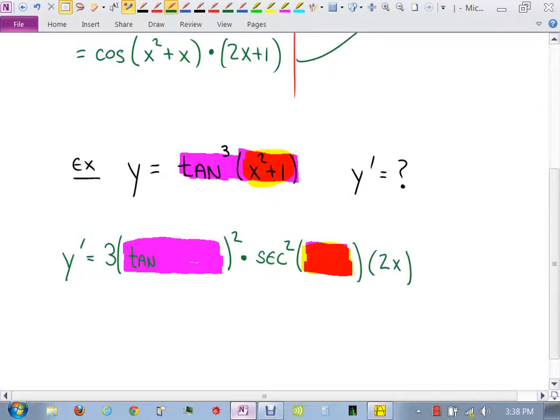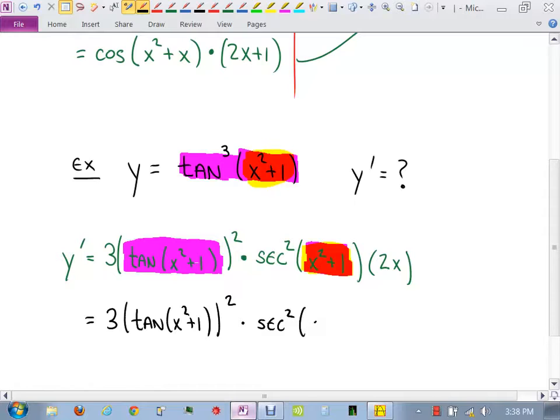No, we already took derivative. Tangent, x squared plus 1. And then what was the red? Square plus 1. Man, you can't see that very well. I'm just going to write it below. 3 tangent x squared plus 1 squared times secant squared x squared plus 1 times 2x.